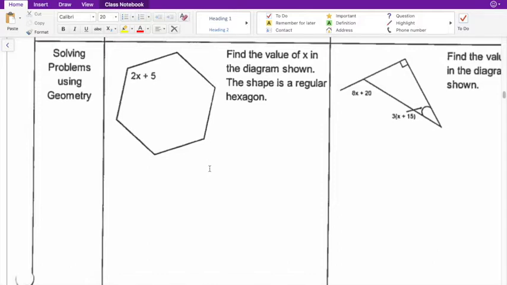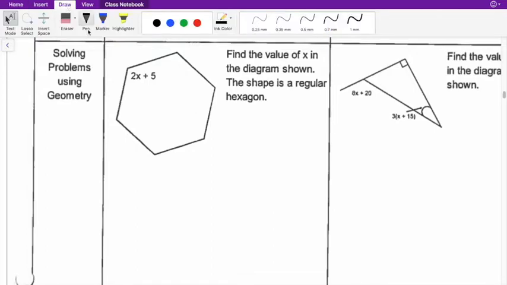So, question here, we have find the value of x on the diagram shown here. The shape is a regular hexagon. So if you remember what regular means, it means that all these angles are the same. So that's 2x plus 5, therefore this is 2x plus 5, and so on and so forth, right?